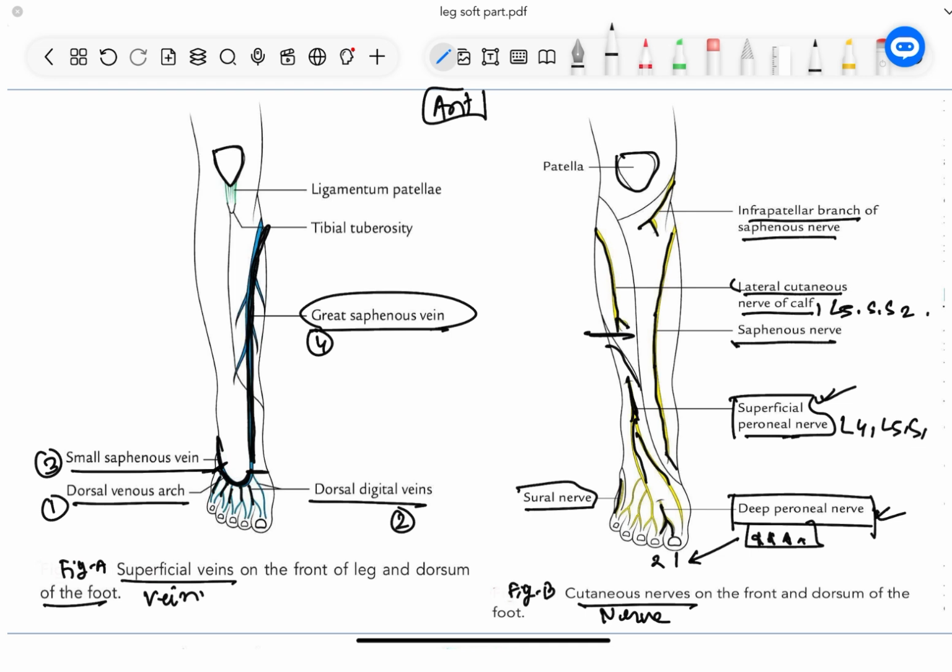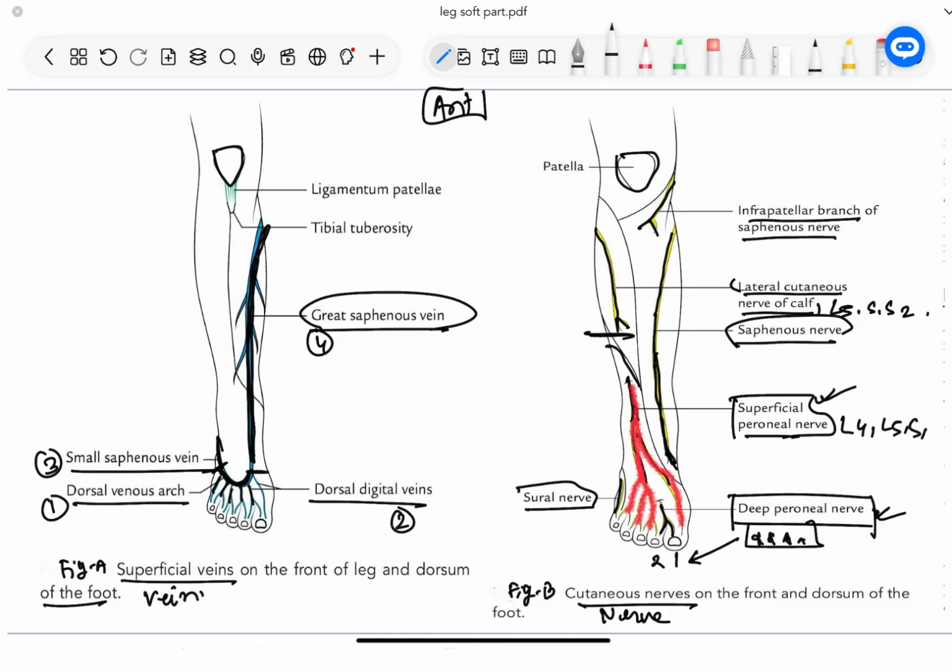As I already said, the medial aspect of the foot, also up to the ball of the big toe, will be supplied by the saphenous nerve, and the remaining area, I can change the color, these are all supplied by this superficial peroneal nerve. This point we have to remember.